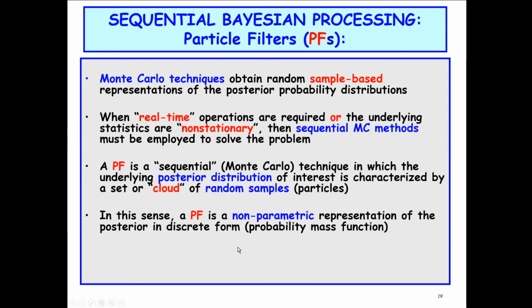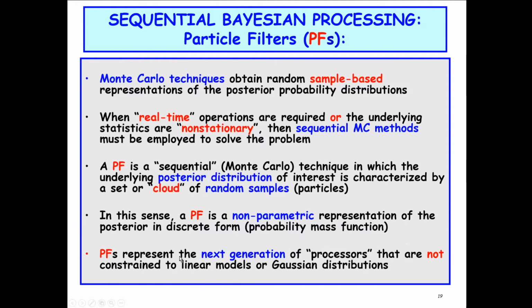In a sense, a particle filter is a non-parametric representation of the posterior in discrete form, the probability mass function. You can think of it as a sophisticated histogram or kernel density estimator if you want, but it will converge to the posterior distribution, and there's a bunch of theorems that demonstrate that. Particle filters represent the next generation of processors that are not constrained to linear models or Gaussian distributions. The Kalman filtering type things all evolved from Gaussian assumptions.